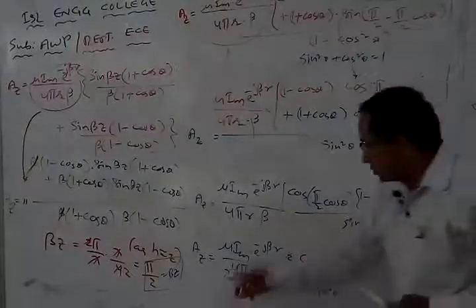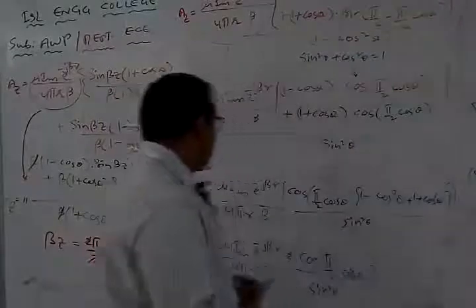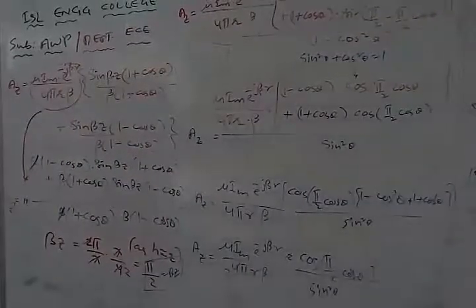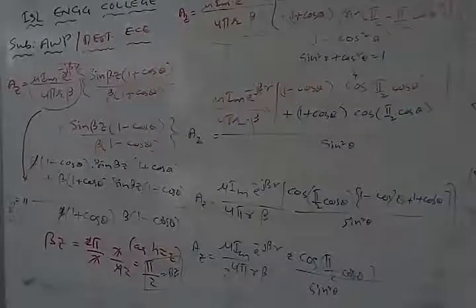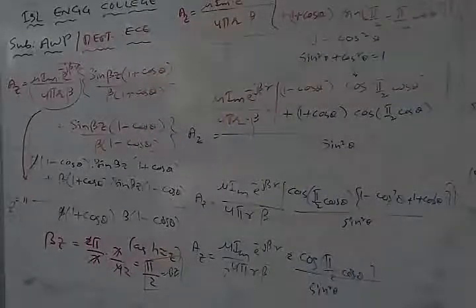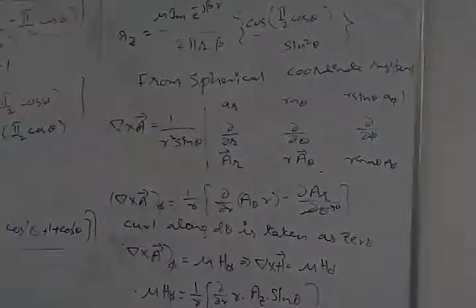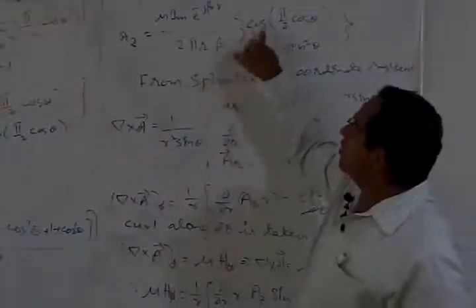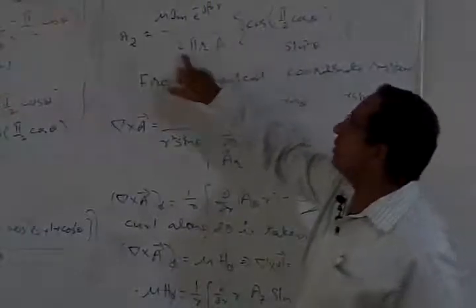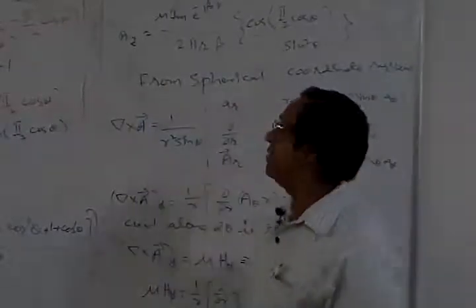So here 4 goes with 2 times. So finally I will be writing the final equation as Az is equal to mu Im e raised to minus j beta r by 2 pi r beta into cos of pi by 2 cos theta by sin square theta. Now the equation for Az becomes equal to mu Im e power minus j beta r by 2 pi r beta, because 2 from here got cancelled with 4 here, so I will be getting 2 pi r beta into cos of the same factor, cos of pi by 2 cos theta by sin square theta.